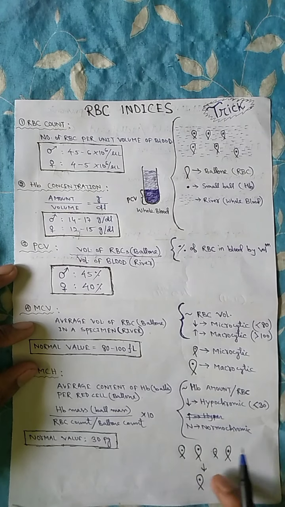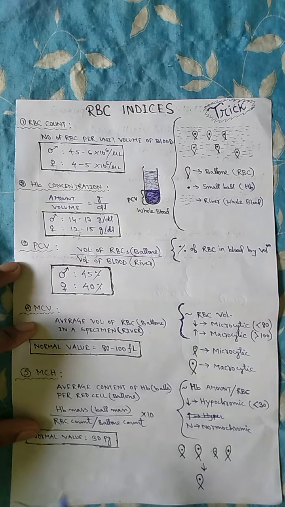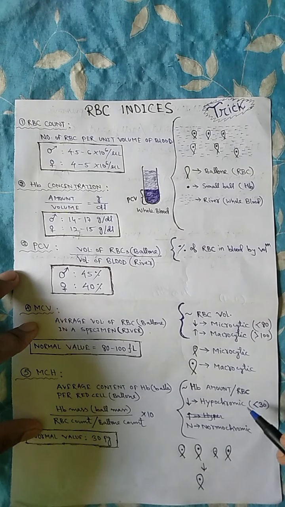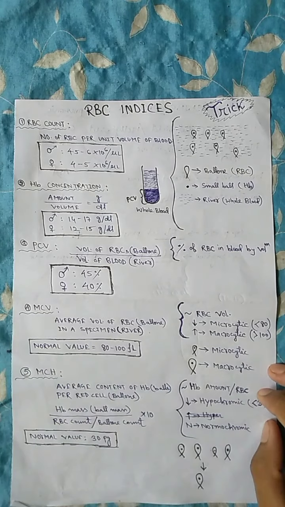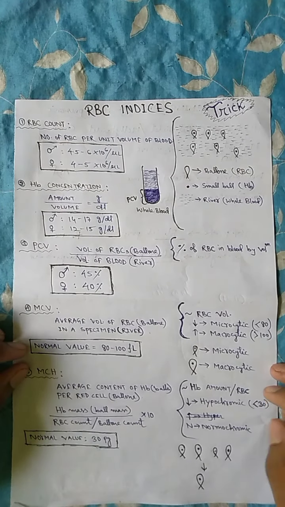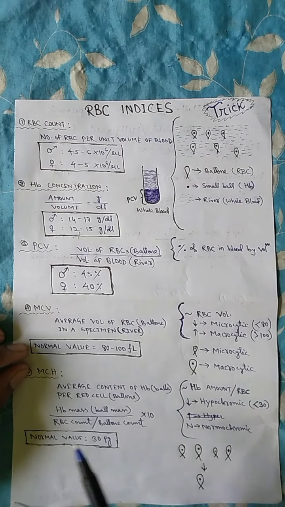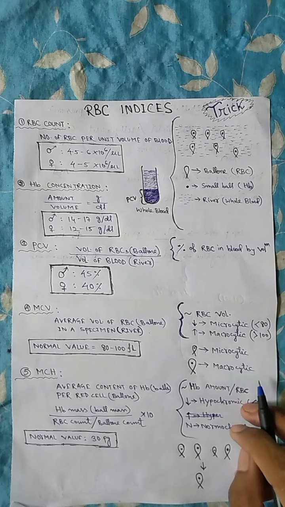If the mean value of that hemoglobin comes to 30 picogram, then it's normal, and if less than 30, it will be hypochromic, and there is no hyperchromic. Either there is hypochromic or normochromic. So it simply means the average amount of hemoglobin per corpuscle.